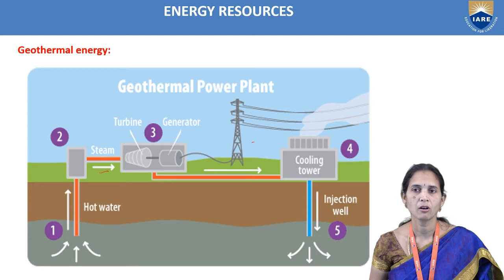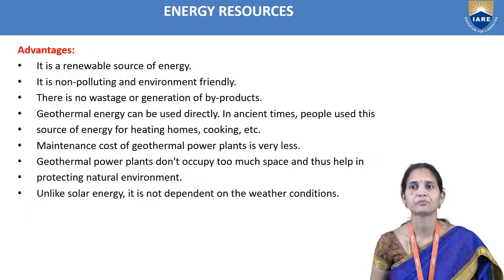We are collecting hot water, converting it into steam, and we are allowing that steam into the generator, where conversion to electrical energy takes place. That electricity we are passing into the transformer. Then from there we are passing it to the specific locations.